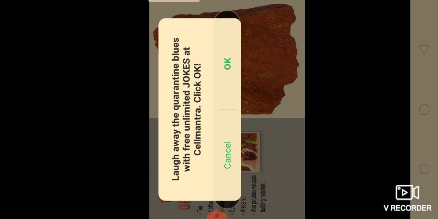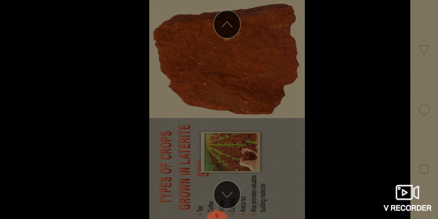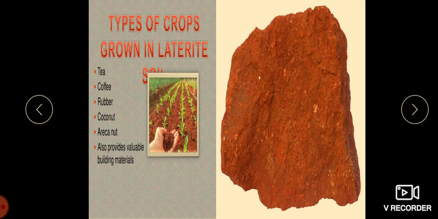They are leached soils, not fertile and of limited use for agriculture. The crops grown here are tea, coffee, rubber, coconut, arecanut, cashew and paddy; everything is grown in this soil. Now children, let us move on to the next soil.